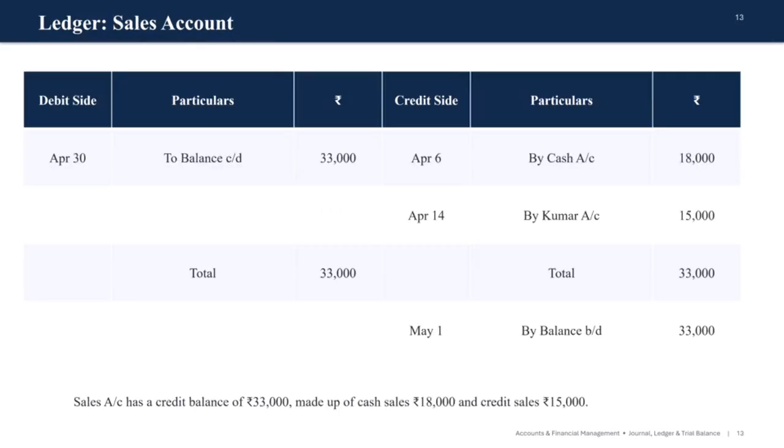This is the sales account. It records all goods sold during the April month. The business made both cash sales and credit sales. The total sales amount is 33,000.